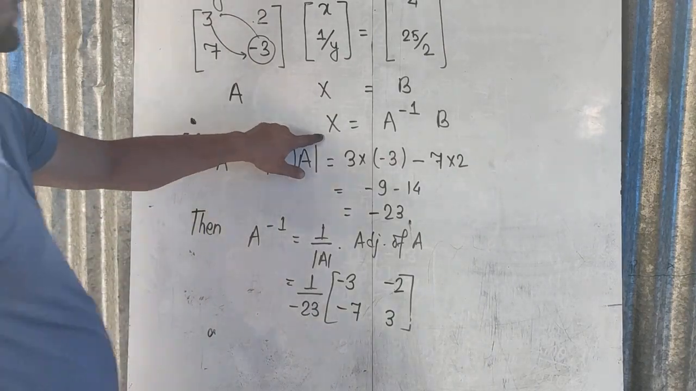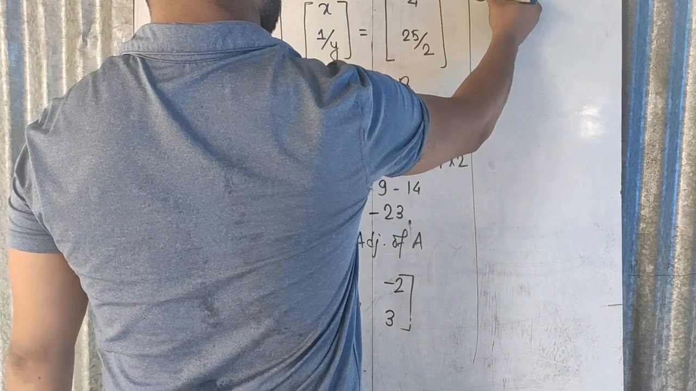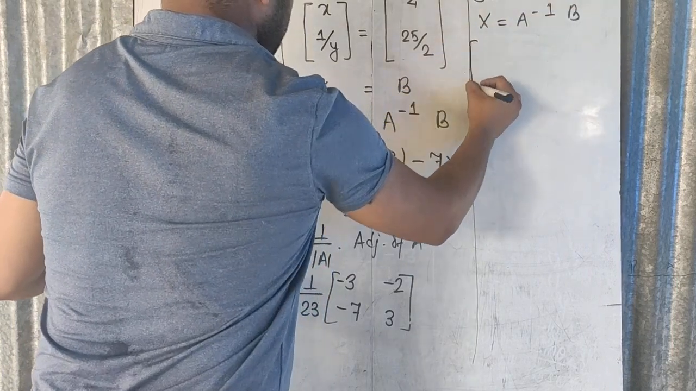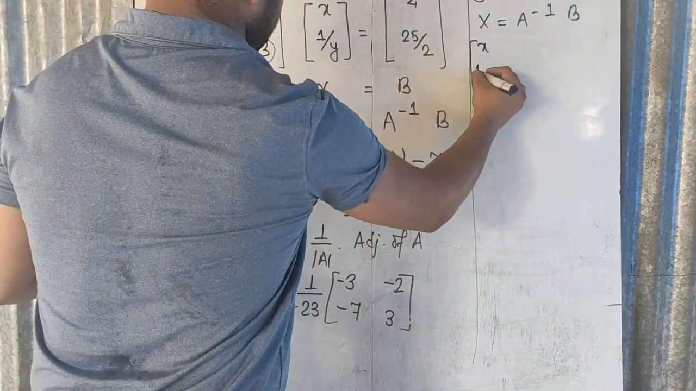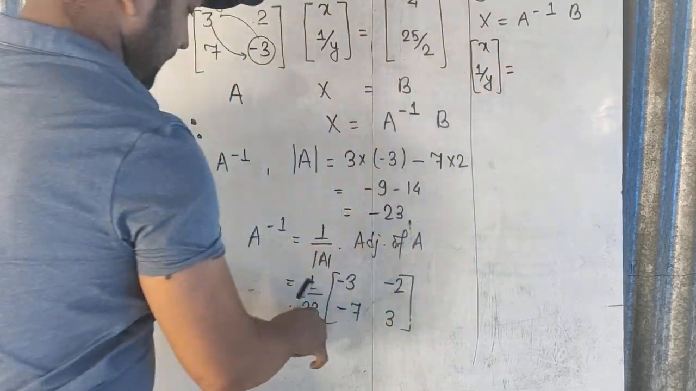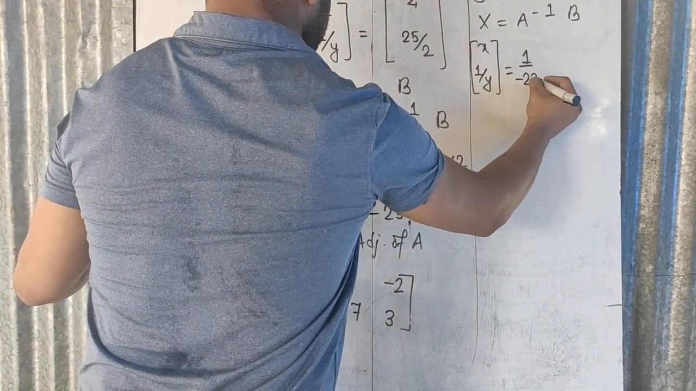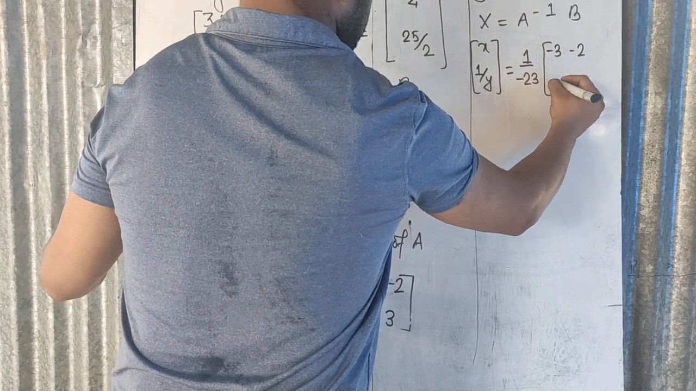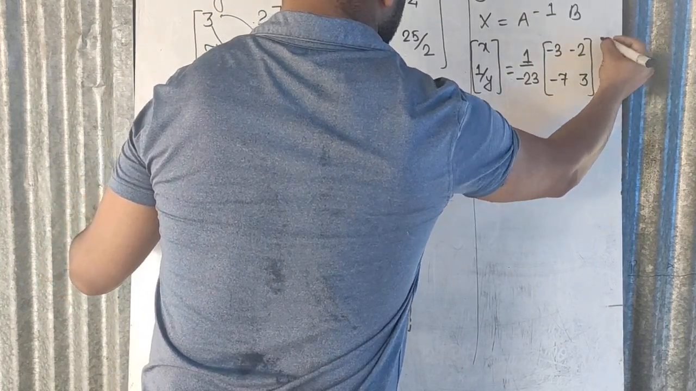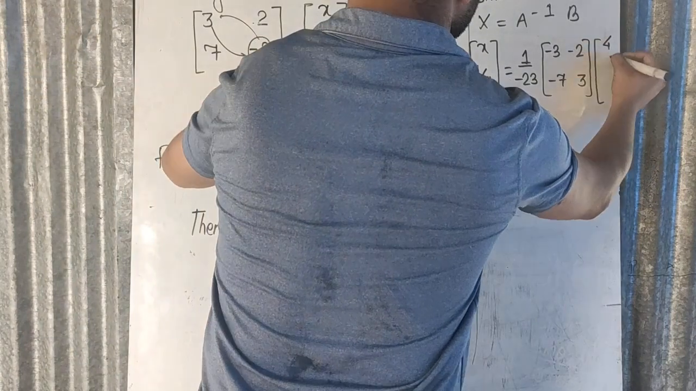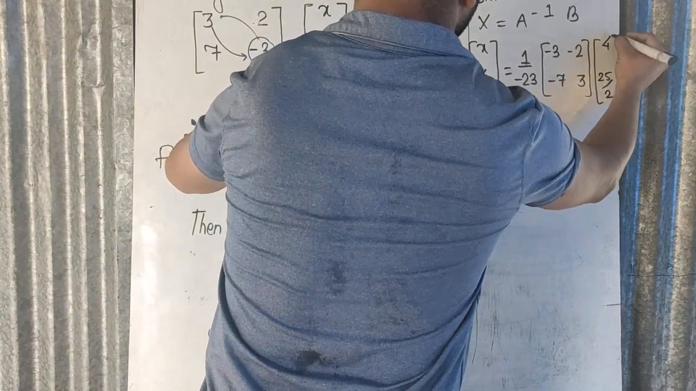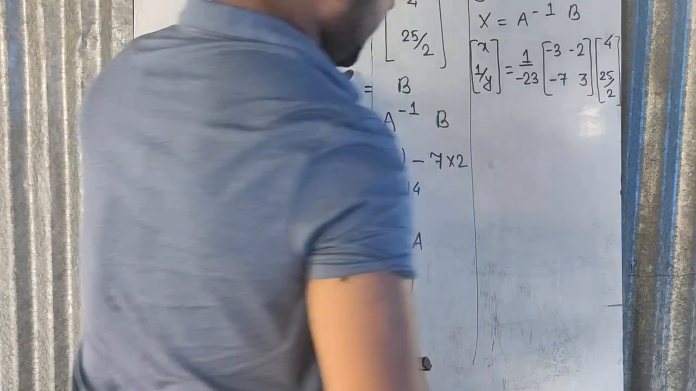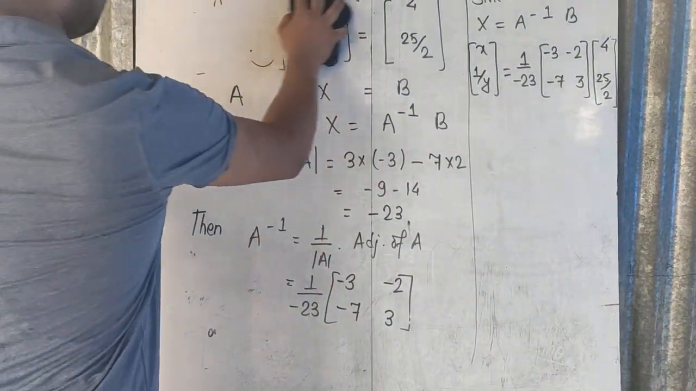Now we have that X equals A inverse B. Since X equals A inverse B, we put the values. X here is x and 1 by y. Here A inverse is 1 by minus 23, times the matrix minus 3, minus 2, minus 7, 3, and your B here is 4, 25 by 2. Okay, because of lack of space, I have to do it this way. Hope that you can consider it. Now I'm solving this here.